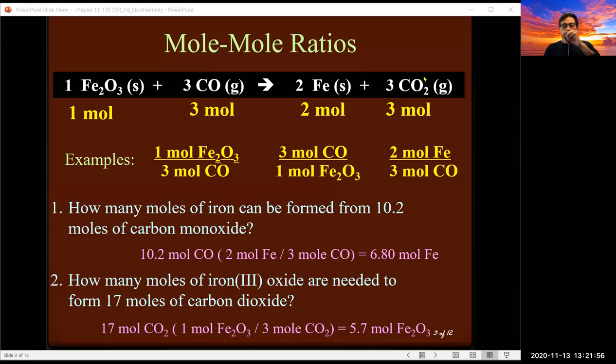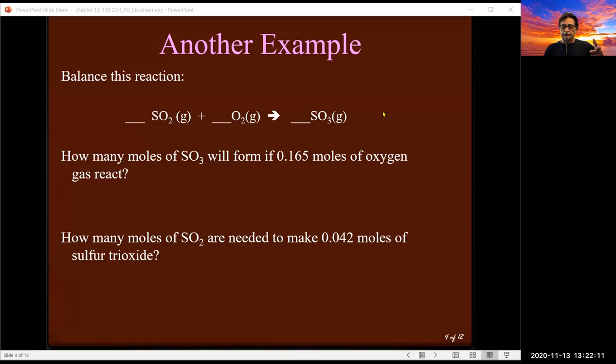And so the mole ratios are very crucial. So that's why it's important that we balance the chemical reactions properly, because those coefficients give us the mole ratios, and having those mole ratios then allows us to do calculations.